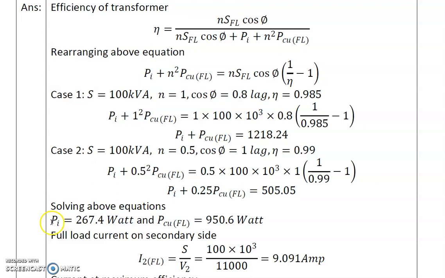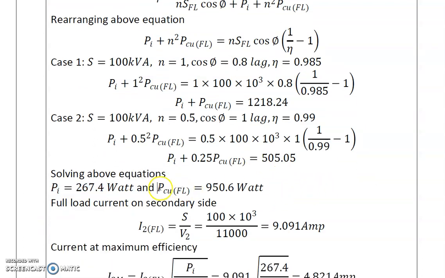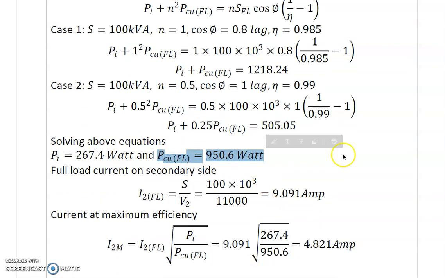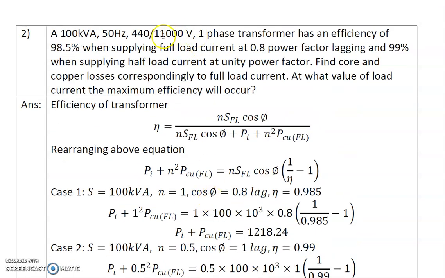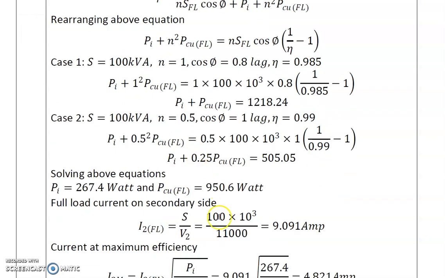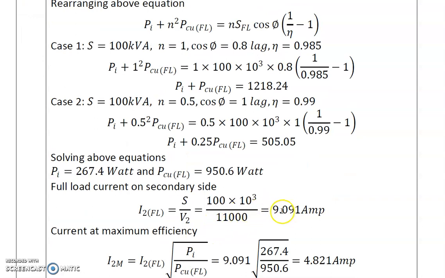Solving these two equations, I will get the iron losses as 267.4 watt and the copper losses at full load as 950.6 watt. Now I want to calculate the current at the maximum efficiency. For that I require the full load secondary side current. So the full load secondary side current is equal to the rating of the transformer divided by the voltage at the secondary, S divided by V2. So 100 into 10 raised to 3 divided by the voltage at the secondary, which is 11,000, and the full load current is 9.091 ampere.